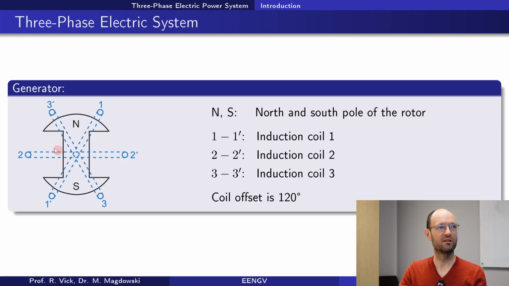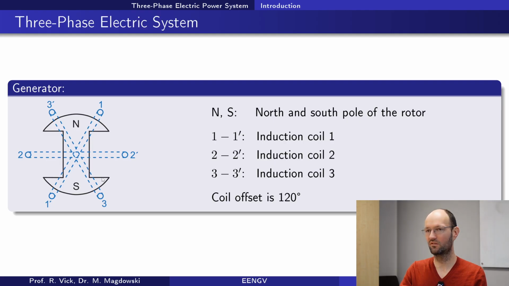And then we have 3 induction coils around this. And these 3 coils are rotated mechanically by an angle of 120 degrees. Now if we use this as a generator, we would take some mechanical power, maybe from some turbine, or from the wind, or from water energy, something that can rotate this rotor.